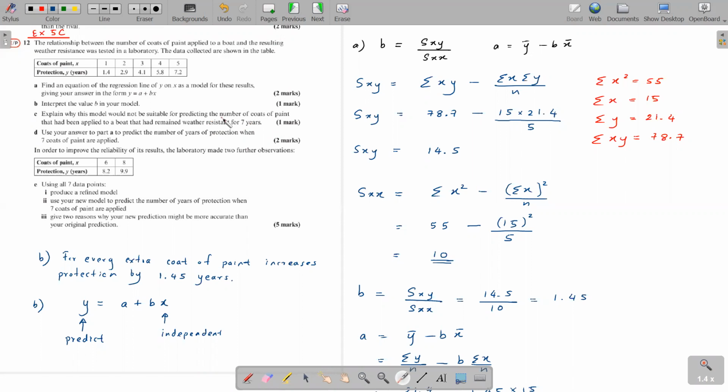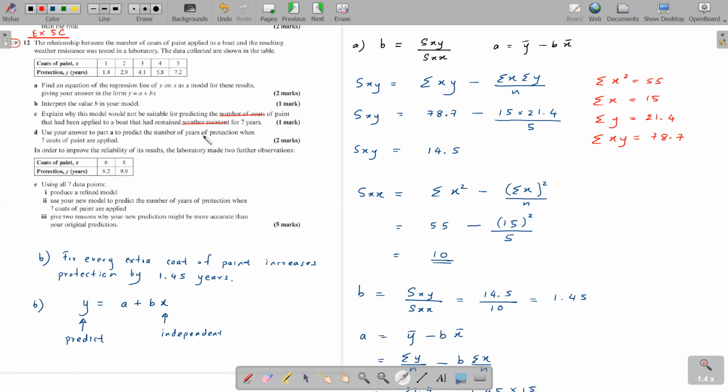Explain why this model would not be suitable for predicting the years of protection for a boat that has 7 coats of paint. So these two variables need to change, because we are predicting the protection in years, not the coats of paint. We don't predict X. We predict Y. So that's a small typo. You have to change those variables. The X and Y have to interchange here.